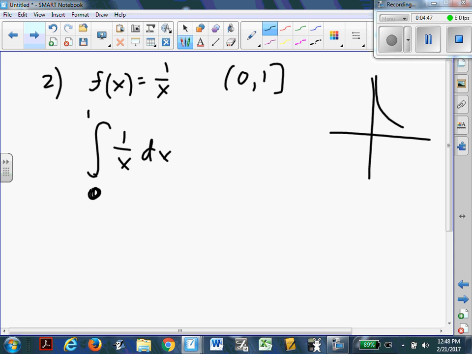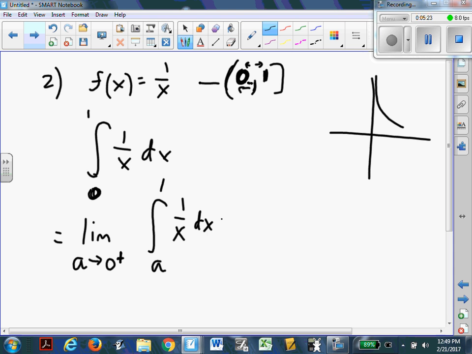So in order to handle this, we need to use limits. So you pick your favorite letter. In this case, I'll choose A. And we let A approach 0 from the right. Now, why the right? Well, if I'm on the interval from 0 to 1, and I move to the right, I'm going to approach 1. If I move to the left, I'm going to approach 0. Notice that as I move to the left, I'm approaching 0 from the right. I'm not coming from the left of 0. I'm coming from the right of 0, which is why we approach from the right.